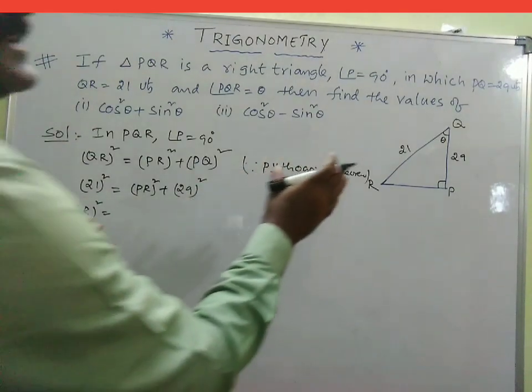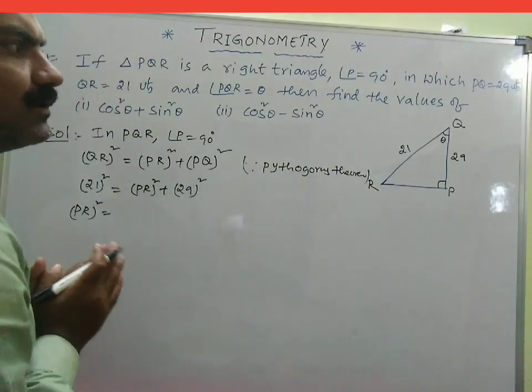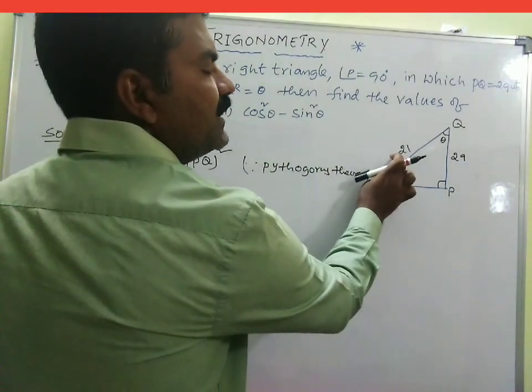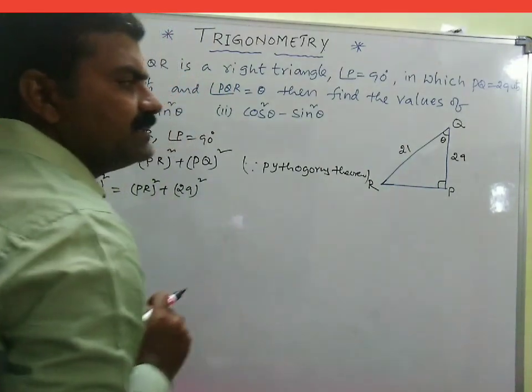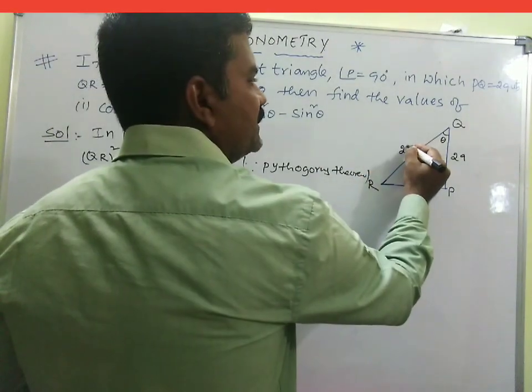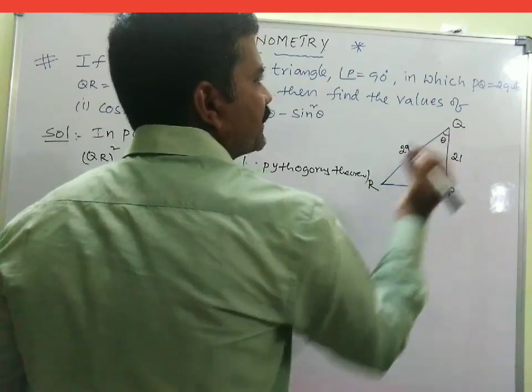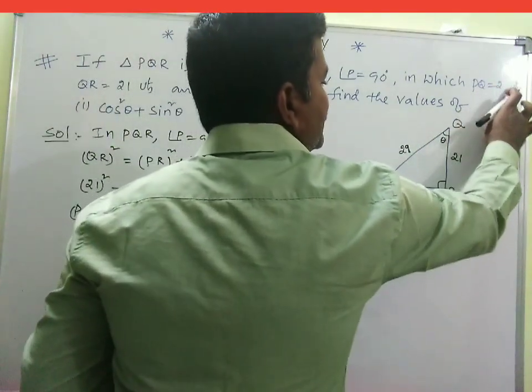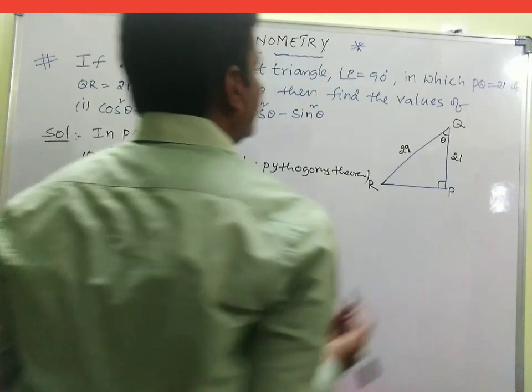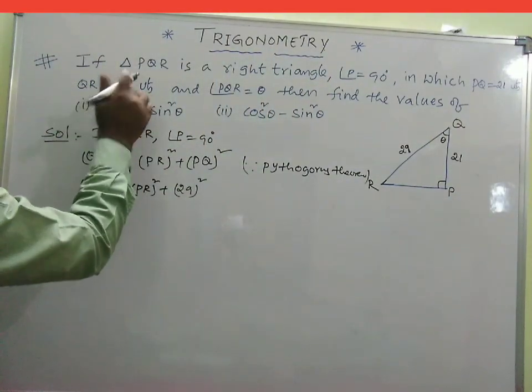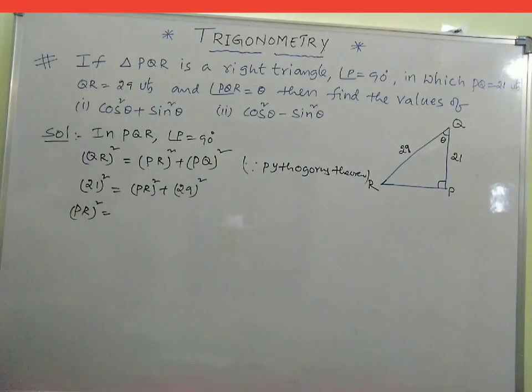So there is a correction in the problem. Actually this problem is wrong, because hypotenuse should be the longest one, isn't it? So please correct it: this as 29 and this as 21. I mean PQ is nothing but 21 units and QR is nothing but 29 units, because the longest side in a right angle triangle is the hypotenuse. So now tell me, what is PR?